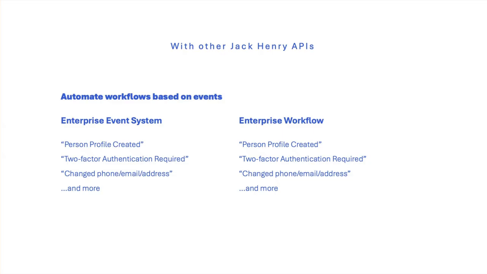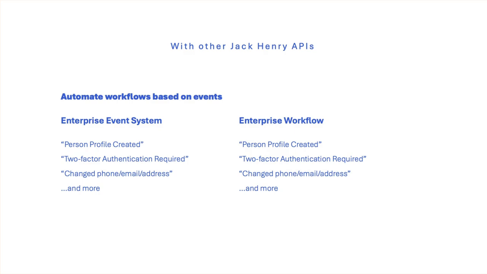Banno emits events to the Enterprise Event System. You can configure workflows in Enterprise Workflow to activate based on those events, and call APIs, such as the Digital Toolkit, to automate your operations and reduce the workload for your staff so they can focus on relationships with account holders.